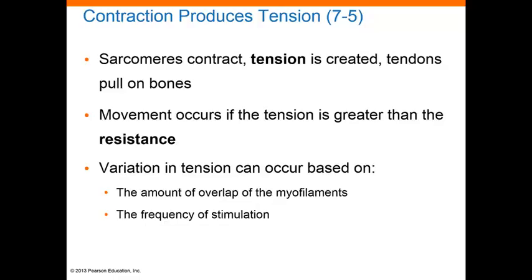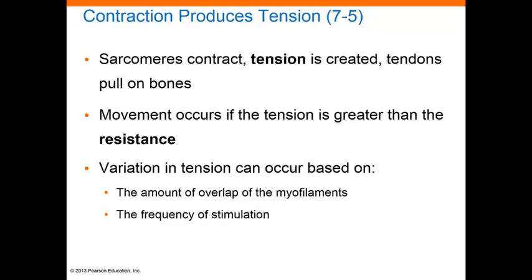So as sarcomeres contract, so does the entire muscle fiber. And as fibers contract, tension is created by tendons pulling on bones. So movement will occur only if the tension is greater than the resistance. Okay, resistance is just a little physics for you here. Resistance is just a passive force that opposes movement.